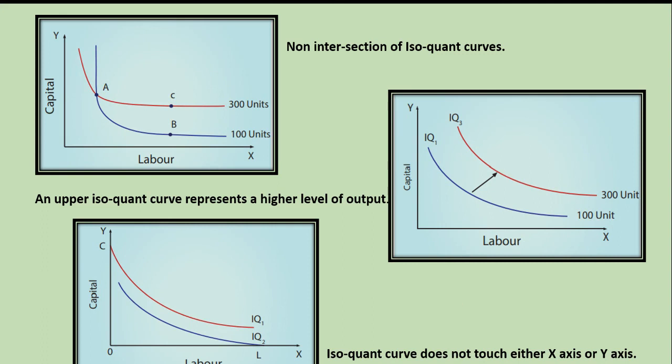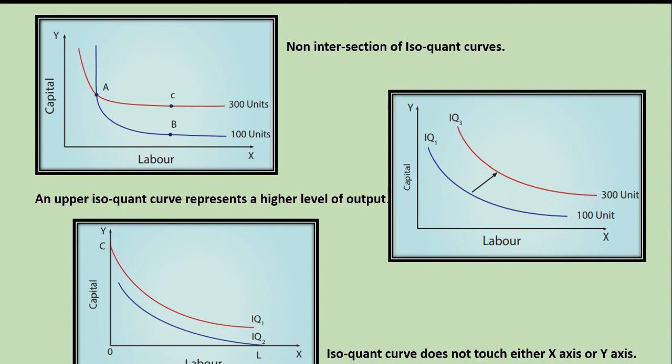The last one, isoquant curve does not touch either the x-axis or the y-axis. In the diagram பாருங்க, IQ1 எங்க தொட்டுட்டு இருக்கு? கேபிட்டல்ல தொட்டுட்டு இருக்கு. அப்பனா என்ன அர்த்தம்? லேபர் வந்து 0ன்னு அர்த்தம். லேபர் 0, கேபிட்டல் வந்து OC.